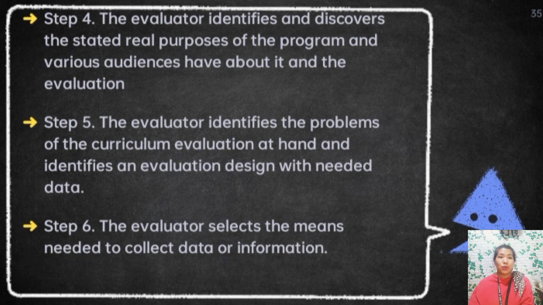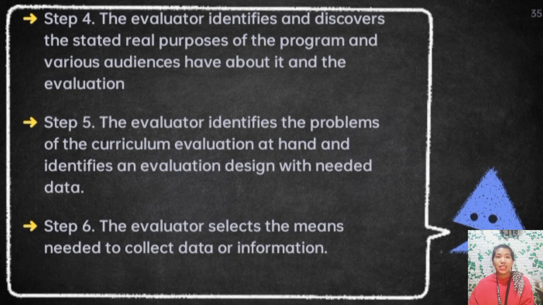And number four, the evaluator identifies and discovers the stated real purposes of the program. So they have to know why do we have this program, why is this program being implemented, and the various audiences have about it. Also for the audiences, like who will be involved and the people that will be served in that program. Step five, the evaluator identifies the problems of the curriculum evaluation at hand and identifies an evaluation design with needed data.